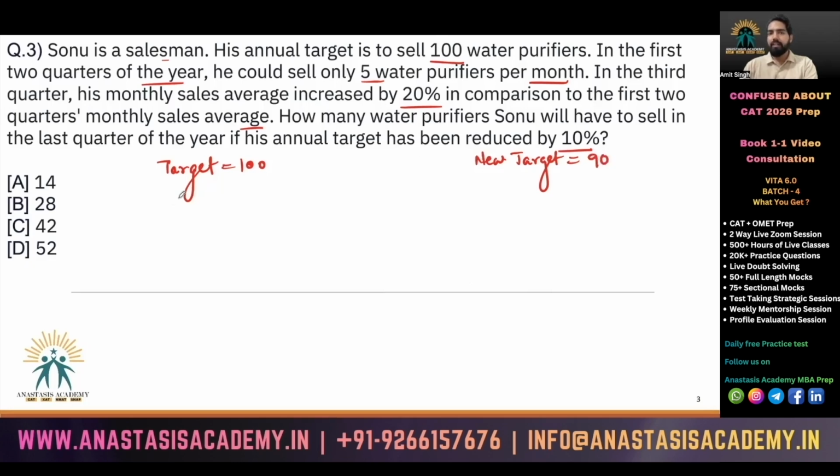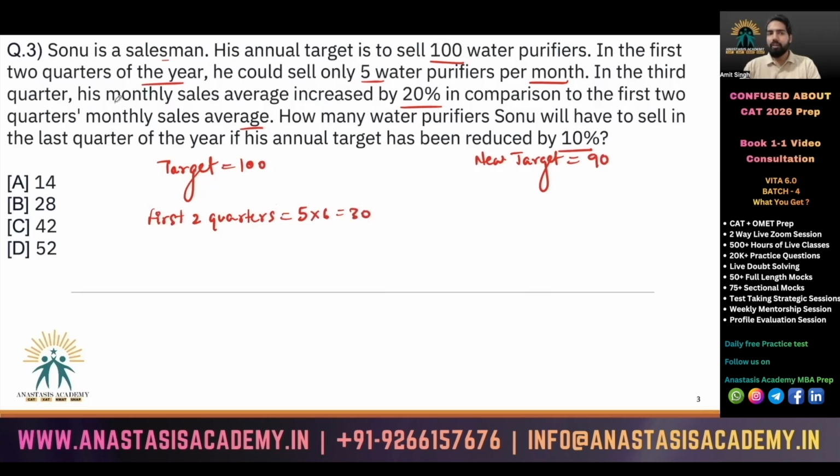Now, in the first 2 quarters, that is 6 months, he sold 5 purifiers per month. So total water purifiers sold were 30.